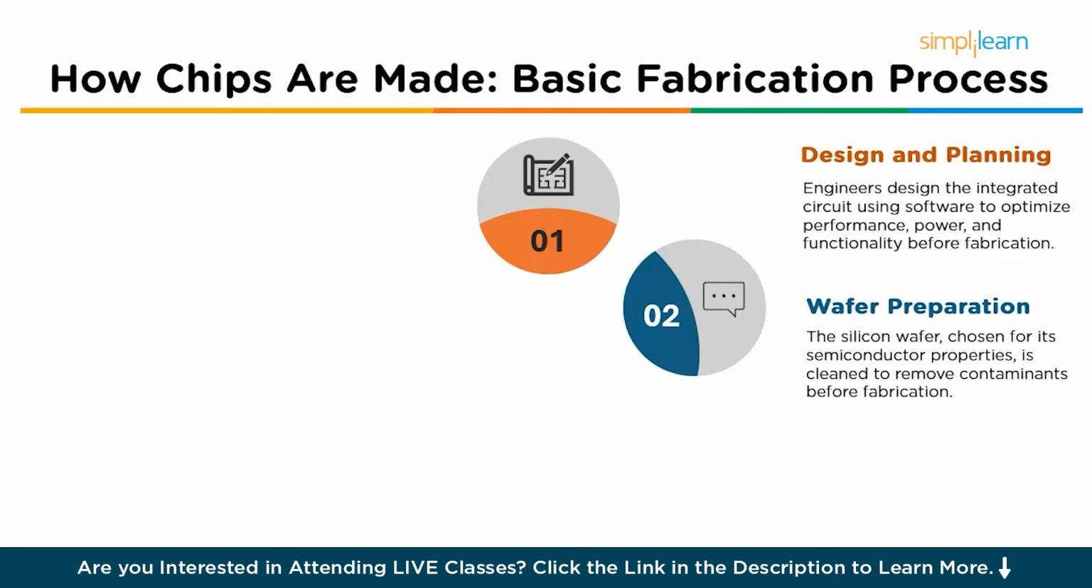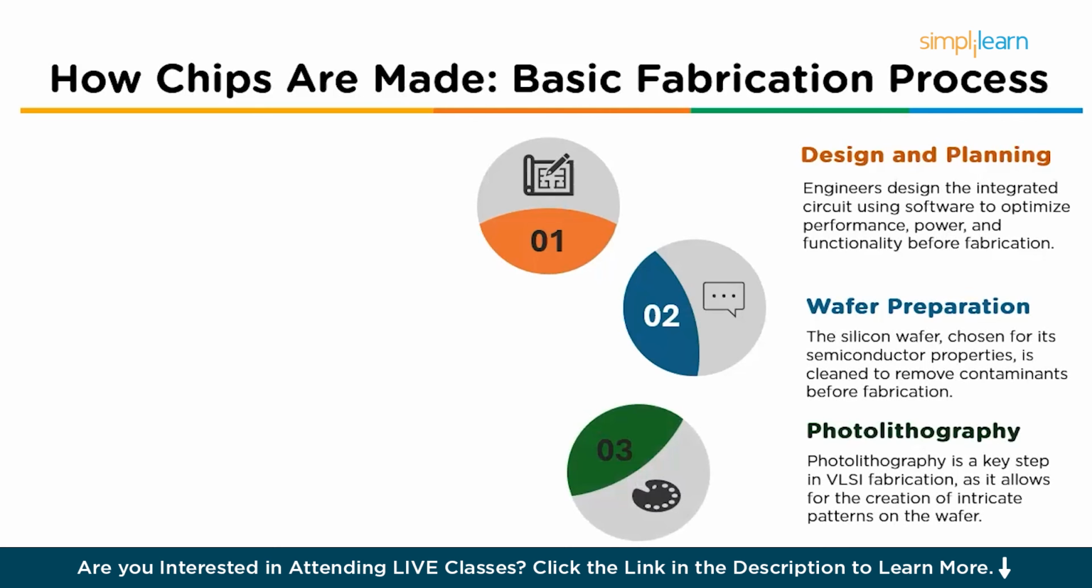Silicon is chosen because of its excellent semiconductor properties, which allow it to control electrical currents efficiently. So the wafer is carefully cleaned to remove any contaminants that could affect the chip's performance. The third one is photolithography.